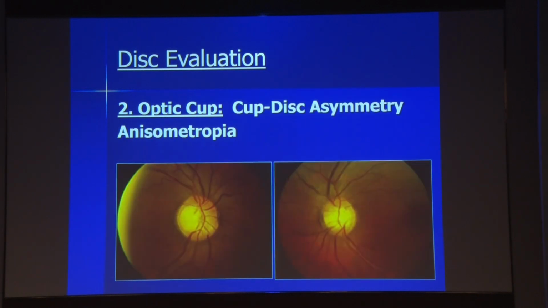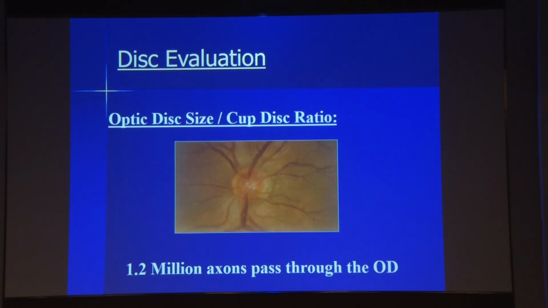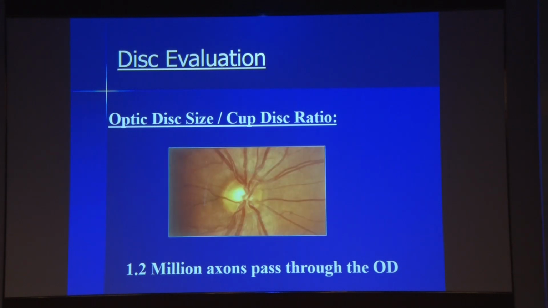And then the next thing comes the anisometropia. What is the size? Again, between the two eyes, a larger disc in one eye compared to a smaller one in the other eye. Now, the relation, as I told you, how does optic disc size and the cup disc ratio correlate? If you see this normal disc here, this is a normal size disc, and about 1.2 million axons pass through the optic disc. Now you see this. This is also a normal disc, of about normal size. And again, you know the 1.2 million axons are passing.